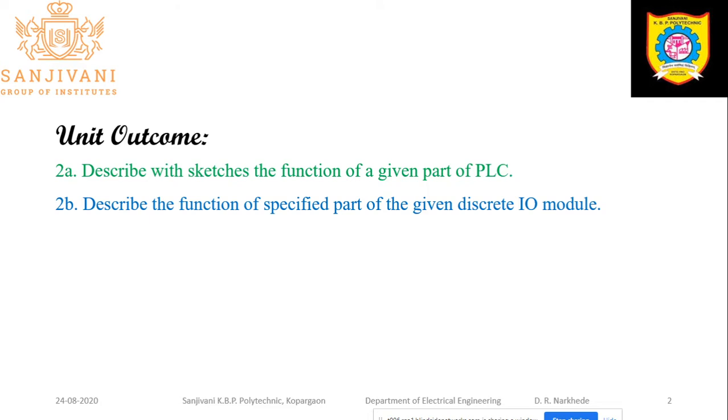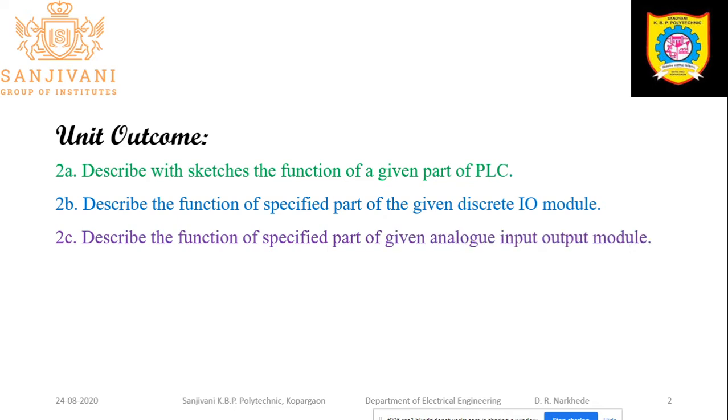So in the second part you should be able to describe the function of a specific part of the discrete input module. Now in the third part you should be able to identify the function of the given analog input and output module. As we already discussed, certain parameters are analog in nature, just as in the process industry. When I discuss the process industry, it has temperature, pressure, and velocity maybe. These are the analog inputs.